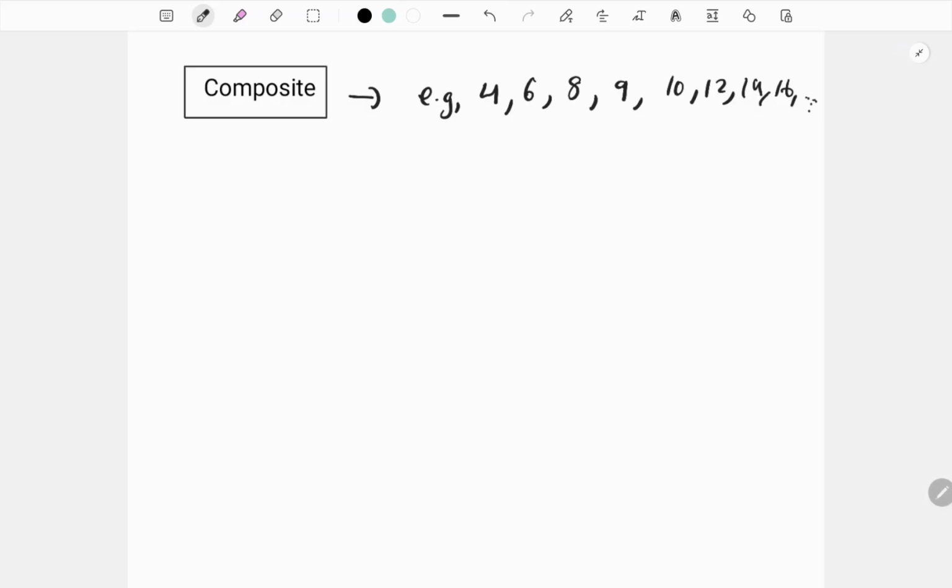In summary, all these numbers in the discussion above, that is from integer to composite number, can be spotted on the number line, hence they are real numbers.